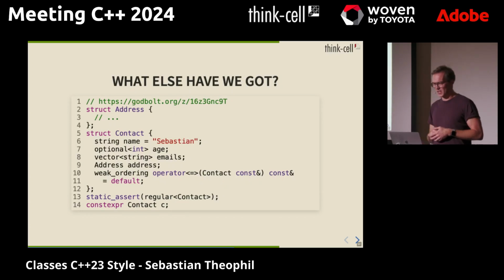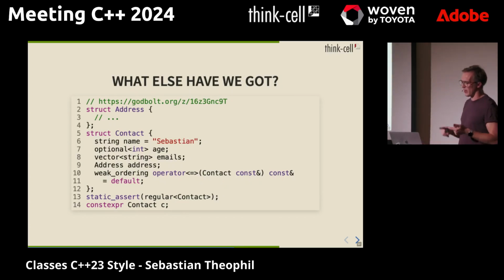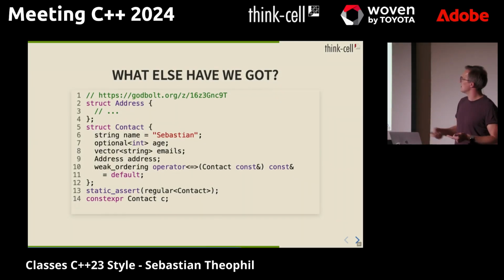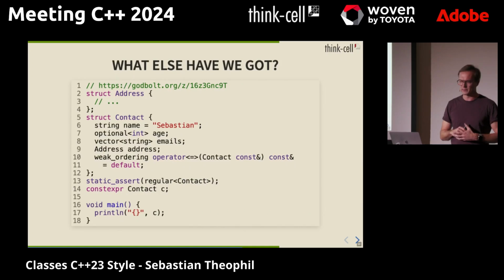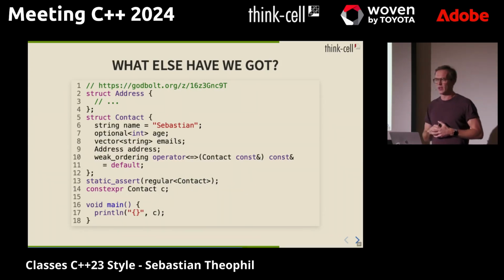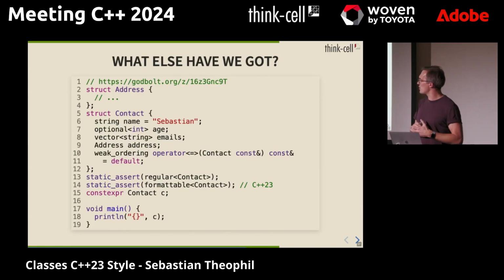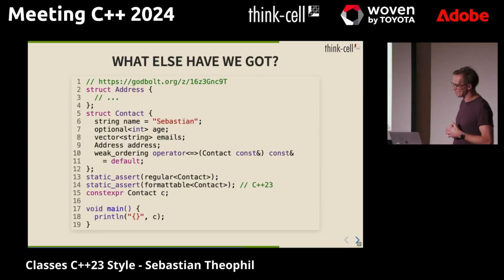Okay, so now we have a regular value type, we get default comparison, so it's actually regular, it is compile time evaluatable. What else do we want? Well, it would be nice if we could just print that thing, if that would work with our new std::println and std::format API, right? So there's also a new concept in C++23, formattable, and we want that to be true.